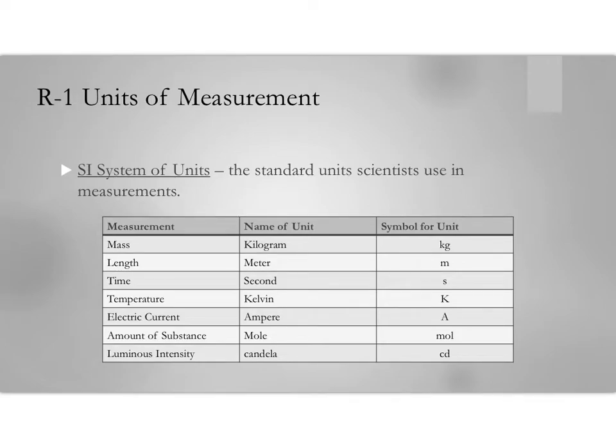All right. So section R1, units of measurement. There are 7 SI units of measure. SI stands for the System International, and these are what the science field, all sciences, have decided upon as the main units of measure. Any number is nothing by itself.